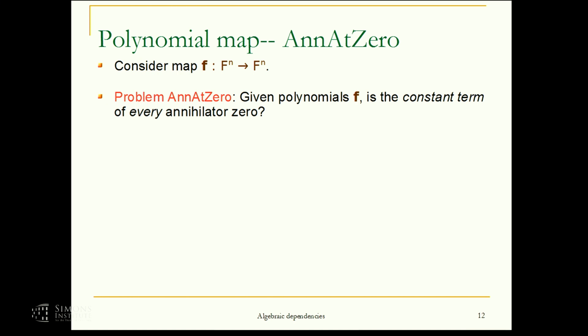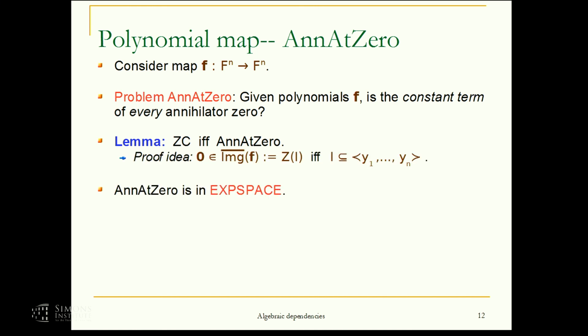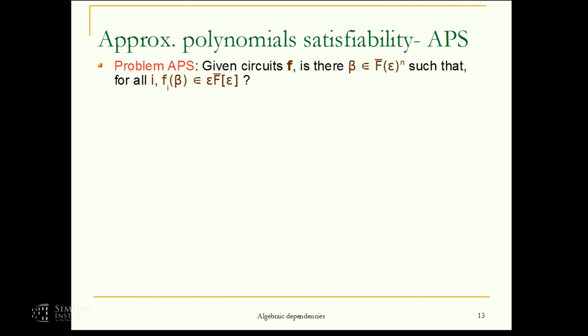So annihilator at 0 is the question of whether every annihilator of this polynomial map vanishes at 0, or whether the constant term of every annihilator is 0. And that question is actually equivalent to ZC. This can be seen easily. Let me skip it. So this annihilator at 0 question is also in EXPSPACE. It's an equivalent question.